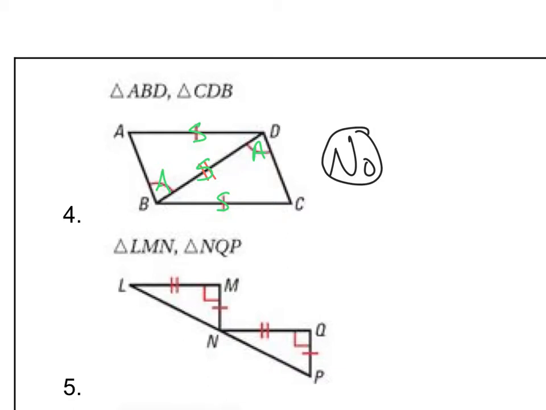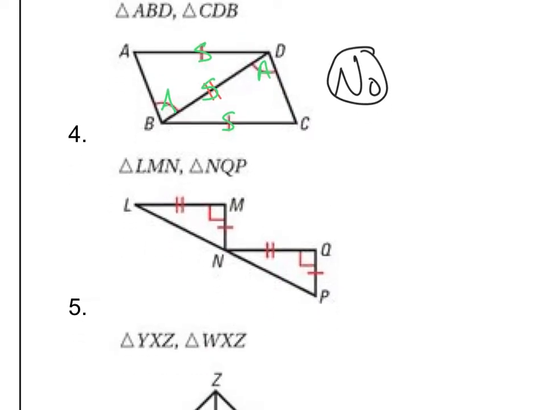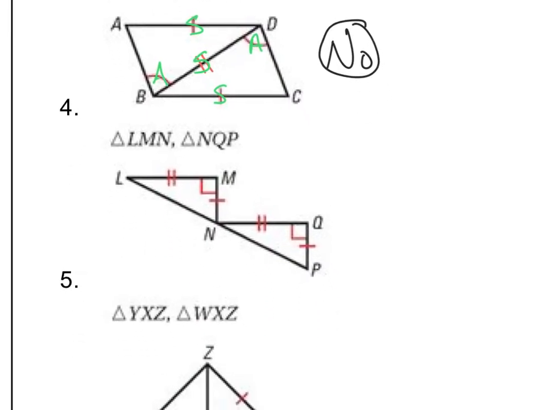So let's take a look then at number five. So the first key piece of information we always should look at is right here. We have that 90-degree angle. So if you remember, in order to prove something with a 90-degree angle, we need the H and the L, which is the hypotenuse and the leg.